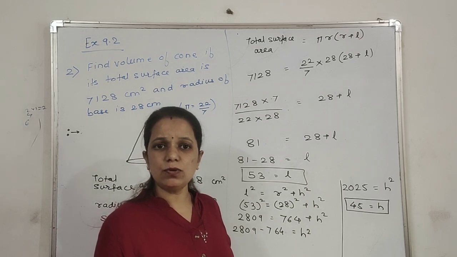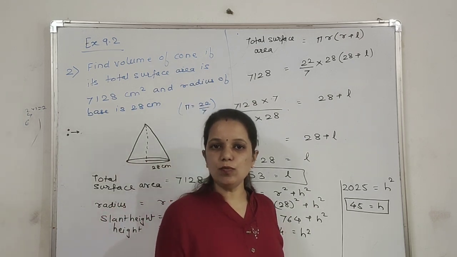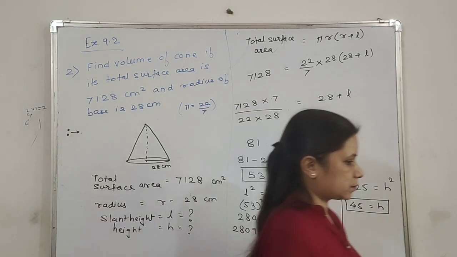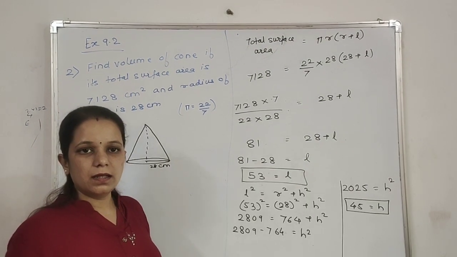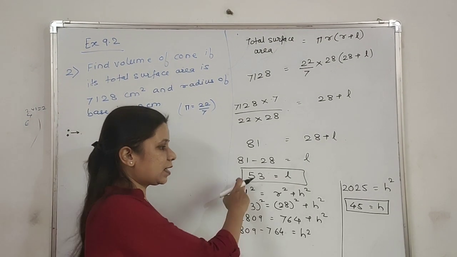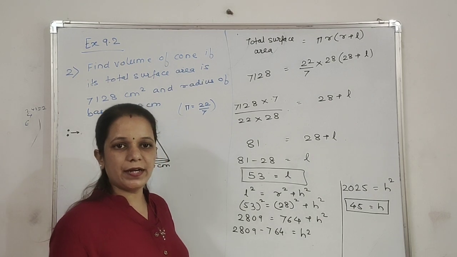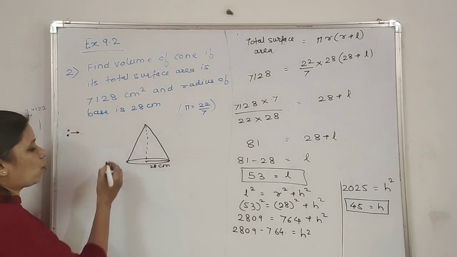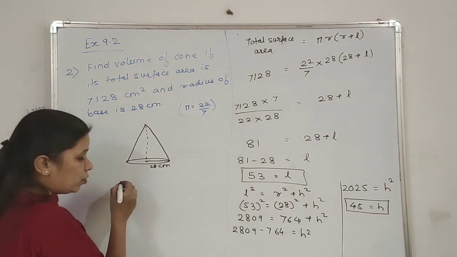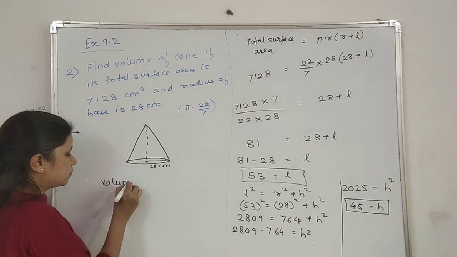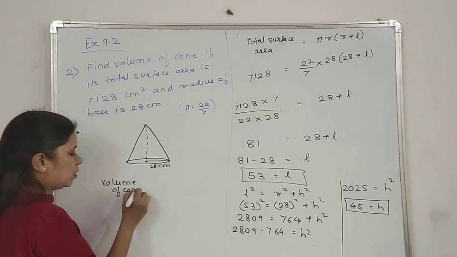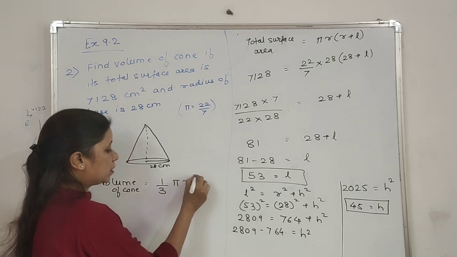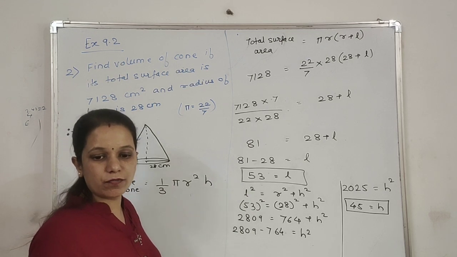Now we need to calculate the volume of the cone. Okay, so here I'll just rub it out. So now we have calculated slant height. We have calculated perpendicular height. Now the last part of this sum is we need to calculate volume. So here I'll just write it. Volume of the cone is equal to 1 by 3 pi r square h. This is the formula for volume.